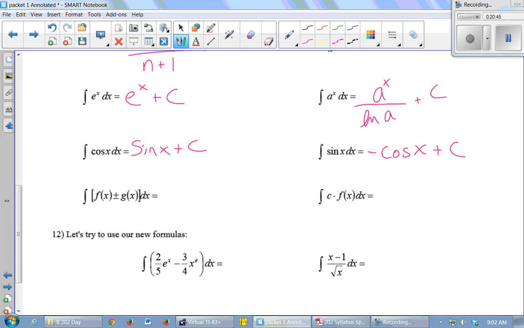If you want to take the antiderivative or the integral of a sum or difference, you can take the integrals separately, just like you can with derivatives. So this would be the integral of f of x dx plus or minus the integral of g of x dx. So that's handy, you can integrate term by term, just like you can differentiate. And also, similar to derivatives, you can take a constant and pull it out in front. So the integral of c times f of x dx is c times the integral of f of x dx.